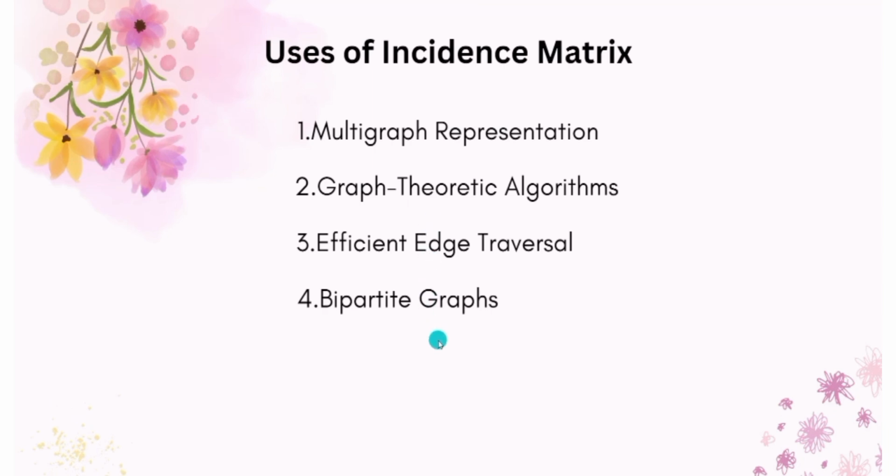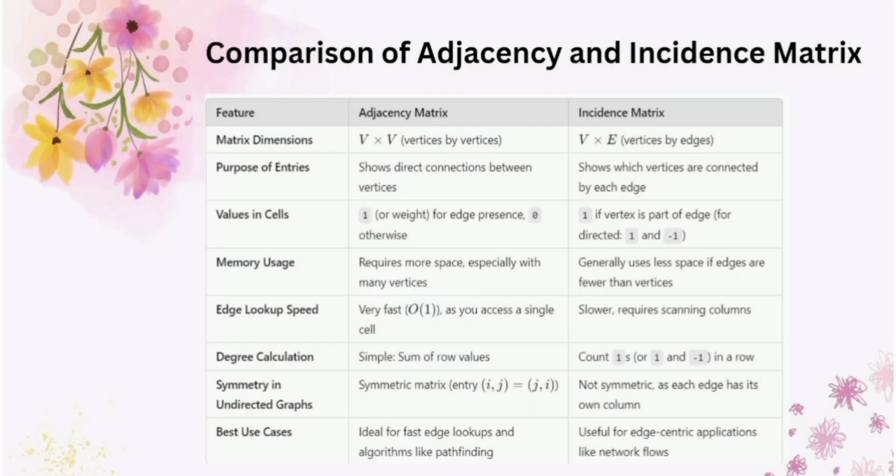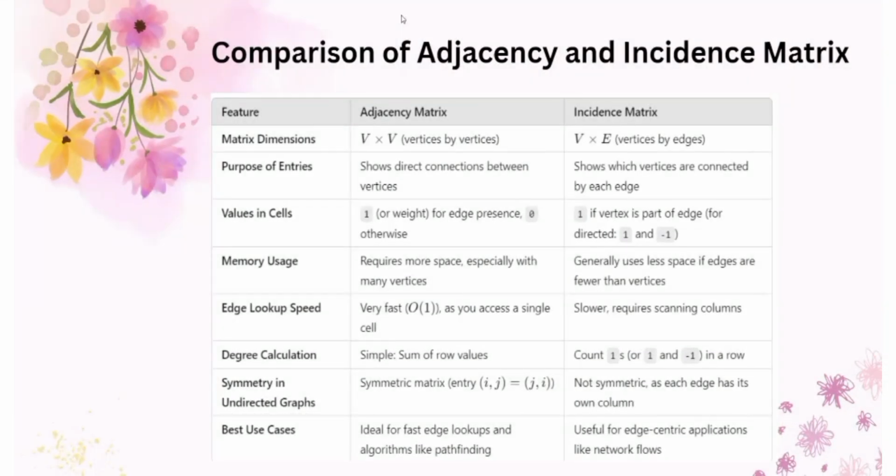Bipartite graphs. Incidence matrices are particularly useful in representing bipartite graphs where the vertices can be split into two sets with edges only running between the sets. The incidence matrix clearly shows these connections without redundancy. Now let's compare adjacency and incidence matrix in terms of matrix dimensions.